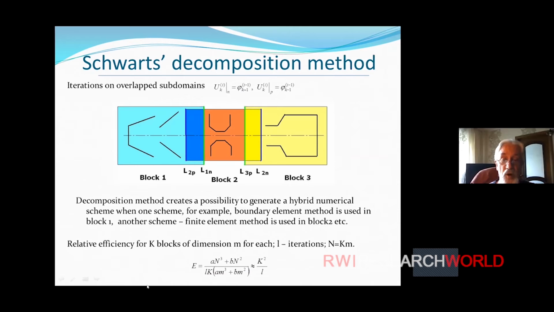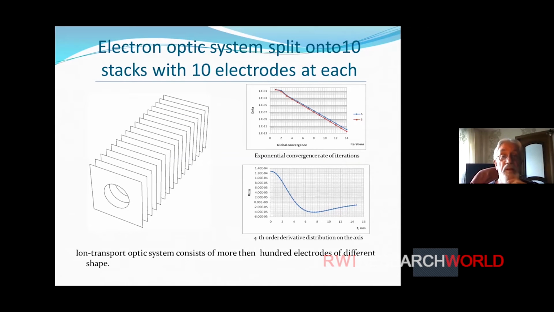And the formula below shows the efficiency of computation depending on the number of blocks, K blocks, and L is the number of iterations. You can see that we simulated a very complex electron optical system with more than 100 electrodes, and this graph shows the convergence for different approximations, using piecewise approximation and trilinear approximation.